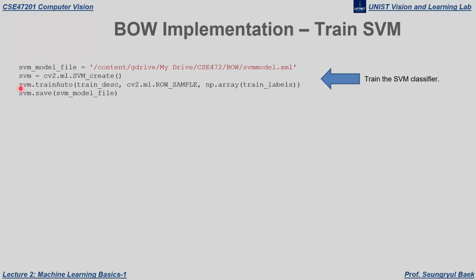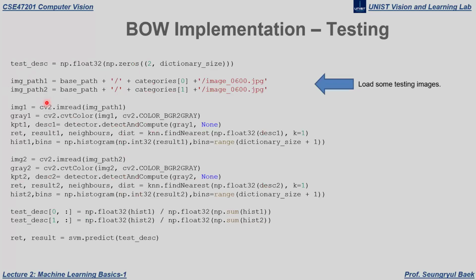Then your SVM is now trained. The parameters of the SVM are now trained. And then you have to save that SVM, the model parameters. Now the training part, the implementation for the training, is over. And the thing left is you have to implement the testing part.